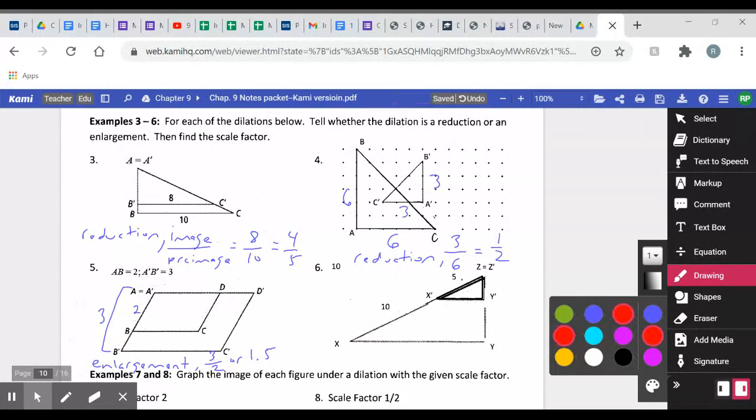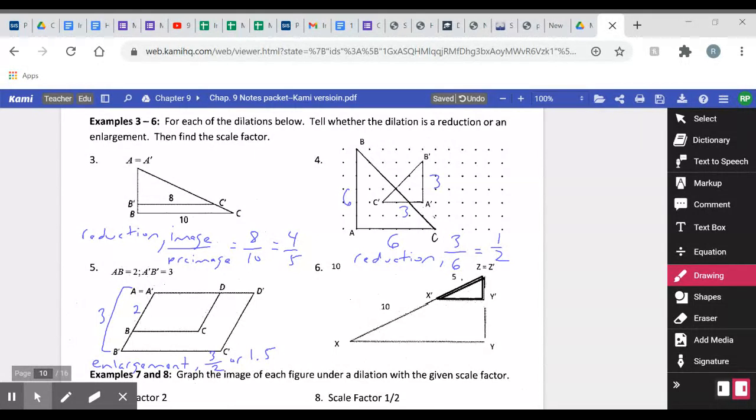Then on number 6, I can see that the original is the XYZ, the big one, and then it went down to X prime, Y prime, Z prime, which is the smaller one. So I can see it's a reduction again. If I think of what the image length is, then it is a length of 5 with the primes. And the original length, you don't want to say 10 because 10 isn't the side of a triangle, but this whole length right here is 15. So that's going to be my bottom number. So again, be careful with that. Don't let it trick you. And if I go and reduce that down, I get 1/3.